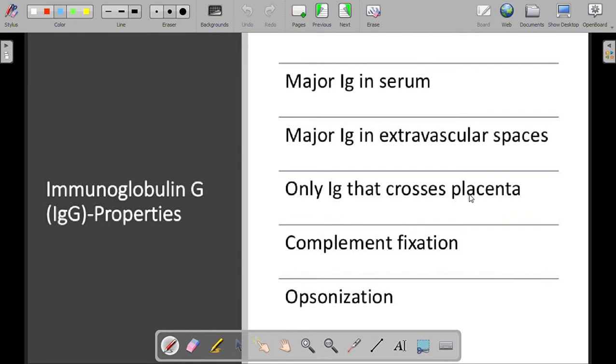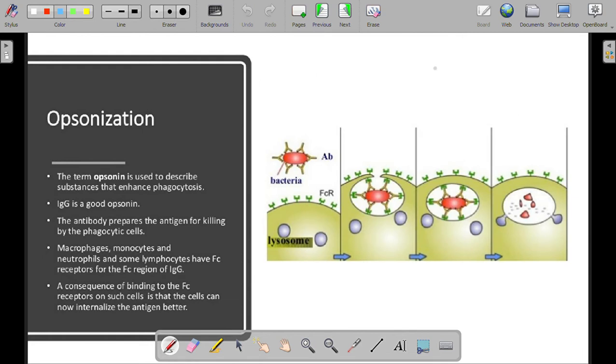Now, immunoglobulin IgG properties. This is the most abundant Ig in the serum, and the sequence goes like this: G A M D E, GAMDE. It is the major Ig in extravascular spaces and the only Ig that crosses the placenta. This is important. As we have seen, it is also involved in complement fixation and in opsonization by cells like macrophages. Now what is opsonization?